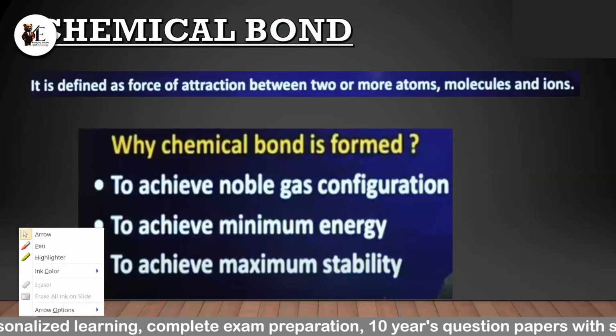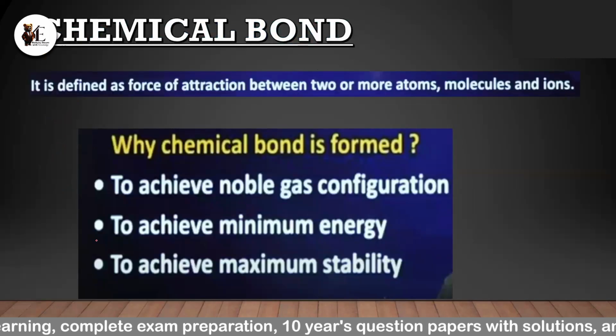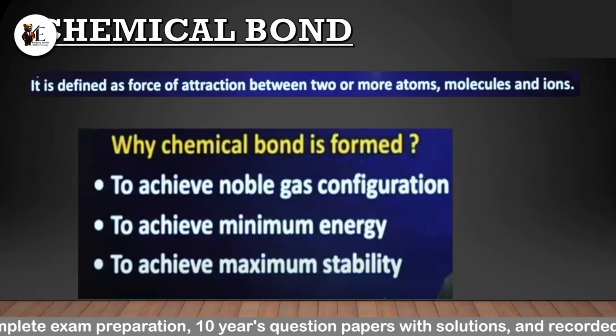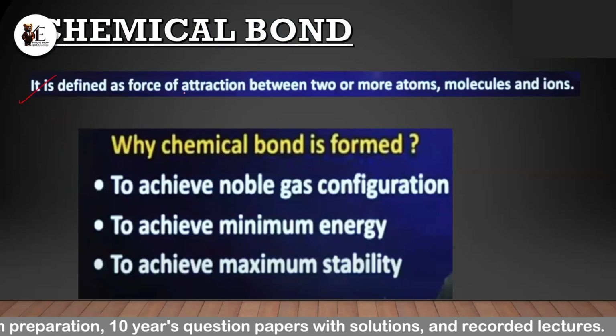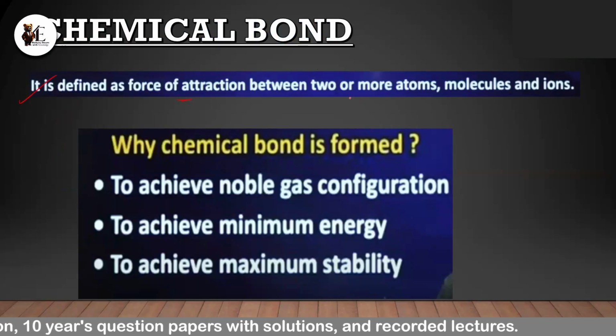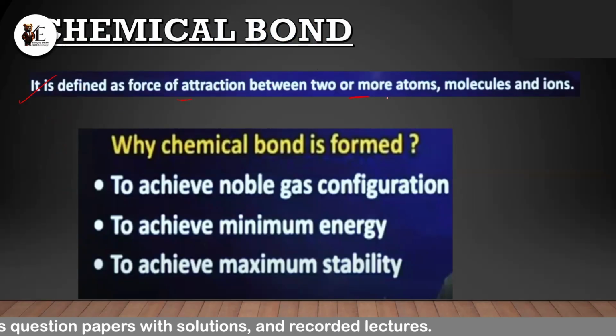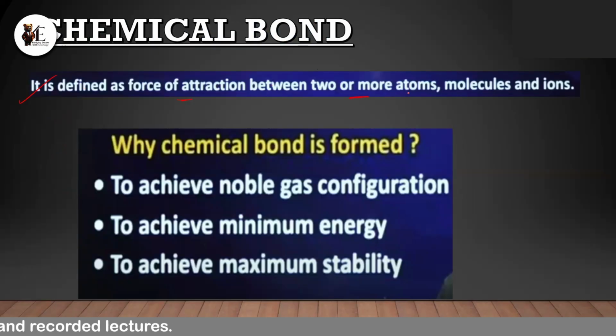So first of all, as the chapter name is chemical bonding, what is chemical bonding? It is actually a force of attraction between two atoms, or two or more atoms, or molecules or ions. Okay, so it is a bond. Bond means a force of attraction which is formed between two atoms, two molecules or two ions.